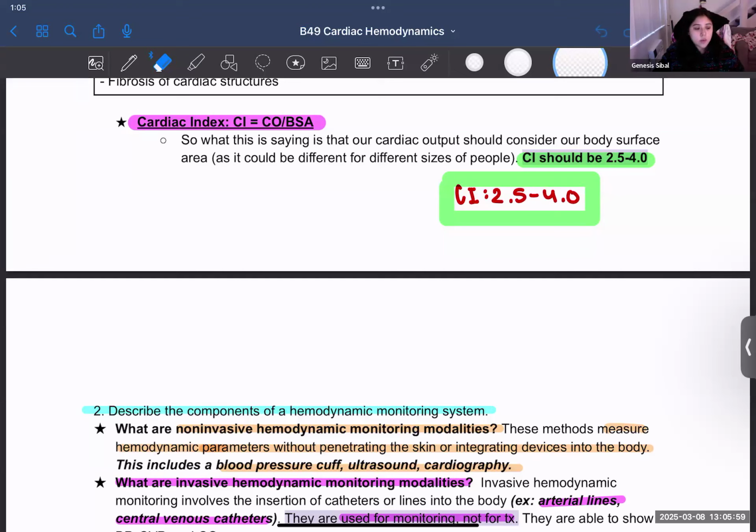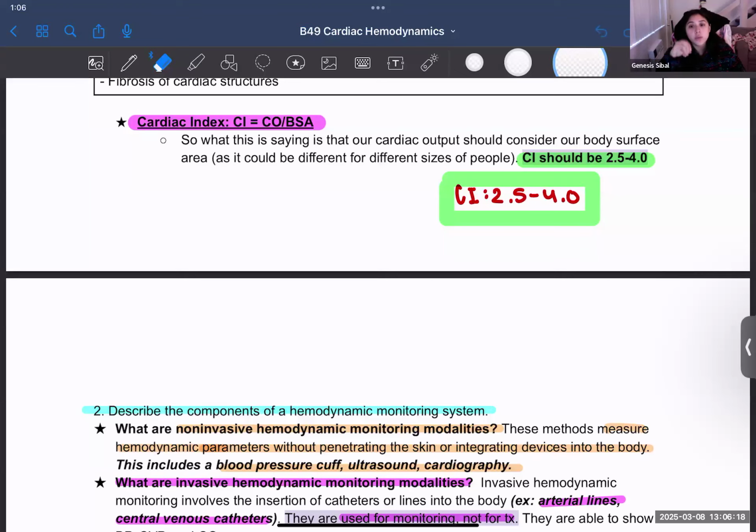So for cardiac index, what we're talking about is basically the same thing. It's the same exact thing, but now we're taking into account their body surface area. So cardiac output times body surface area. So basically, you're going to have a different cardiac output, because somebody who's very small and petite.